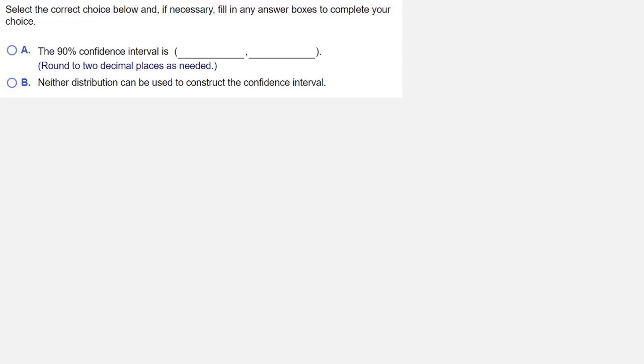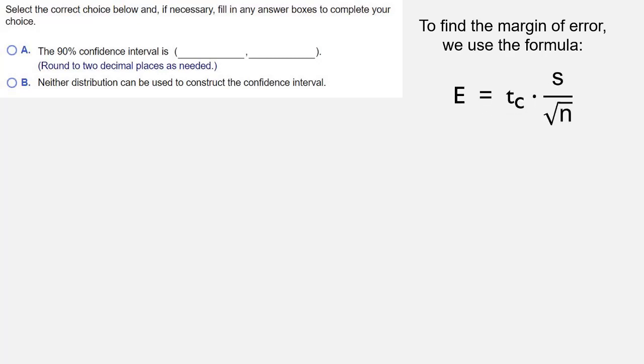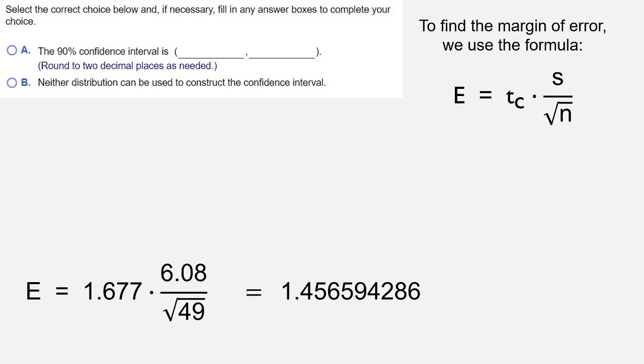Once we have the t_c value, we need to find the error. We use the margin of error formula: error equals t_c times s over the square root of n. The t_c we just said was 1.677. Standard deviation was given to us as 6.08, and we had a sample of size 49. When we multiply this out, we get 1.456594286, and when we round to 2 decimal places, that's 1.46.